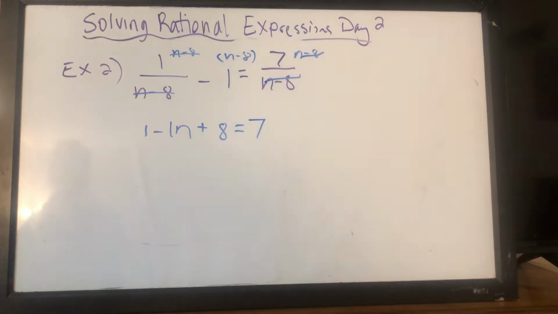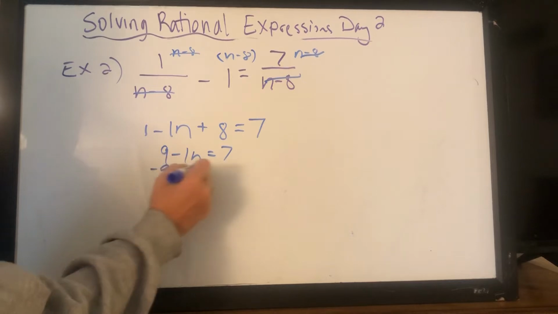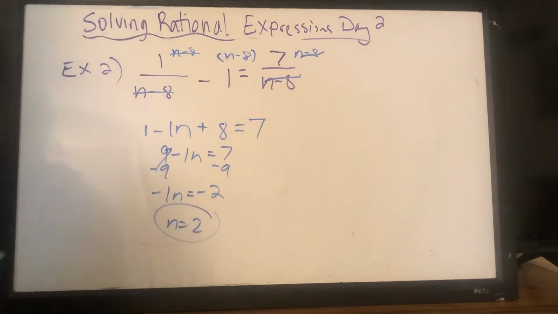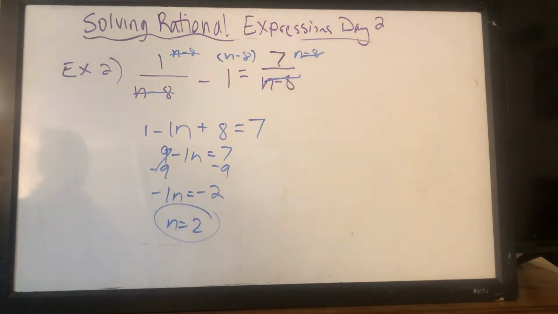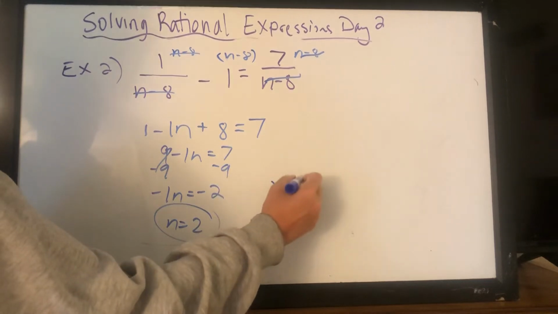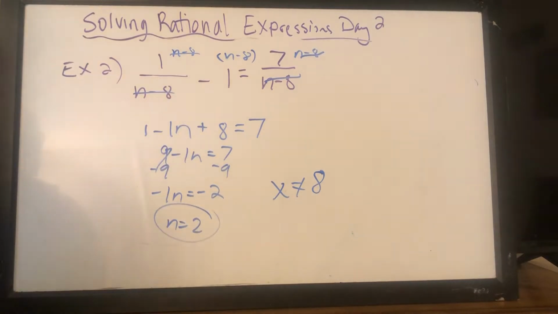Again, much better looking equation. All right, let's solve it. 1 plus 8 is 9, minus 1n equals 7. Subtract 9, negative 1n equals negative 2, n equals 2. Now, in this case, guys, what could n not have been? Some of you are going to want to say 0. Okay, the denominator can't be 0. So what number for n would make the denominator 0? If you look at this and that. Can't equal 8. So we didn't get that, we're good. Again, that's a quick check.